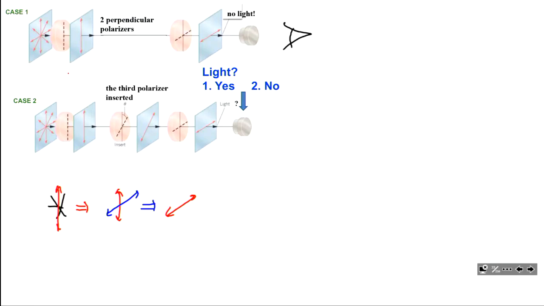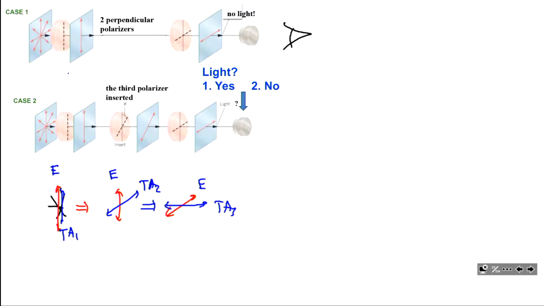What do I do now? Now I'm adding the polarizer with transmission axis perpendicular to the initial one, like this. Of course, I have to keep track of what is what. So in this situation, this is electric field, and this is transmission axis number one. And now this is electric field, and this is transmission axis number two. And now this is electric field, and this is transmission axis number three.